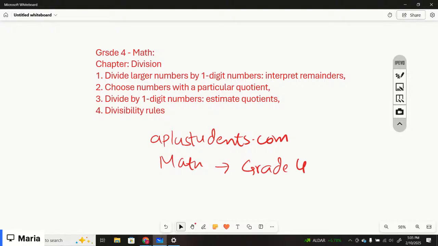There you can find a list of the chapters. We're going to start with the chapter division. The lessons we're going to cover today are divide larger numbers by one digit numbers, interpret remainders, choose numbers with a particular quotient, divide by one digit numbers, estimate quotients.